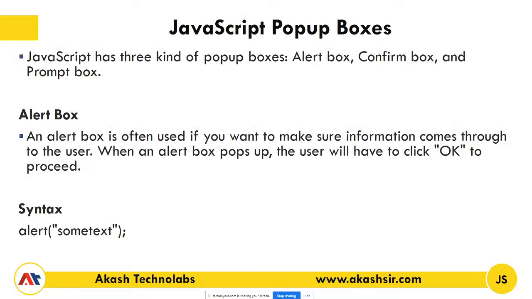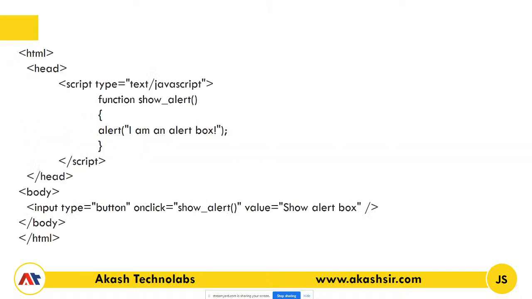Okay, so JavaScript pop-up boxes. In JavaScript we have three types of pop-up boxes. One is an alert, the second one is a confirm, and the third one is a prompt box. The alert box, you know very well, whenever we want to display some message, for that we have to use the alert. Okay, so you can see this is a simple example. On button click, onclick is a method for the button.